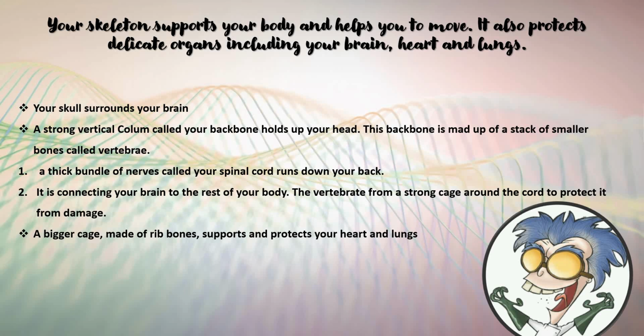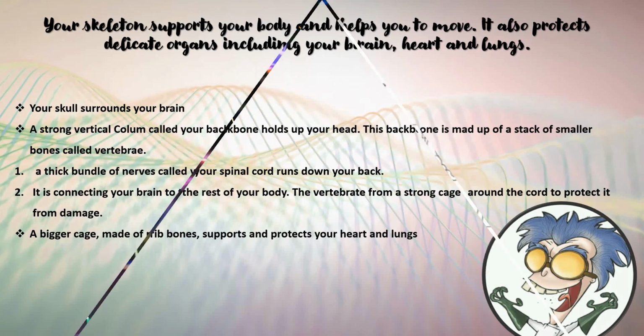The vertebrae form a strong cage around the cord to protect it from damage. So the vertebrae form a strong cage and protect anything inside it from damage. A bigger cage made of rib bones supports and protects your heart and lungs. So the cage of the backbone and the rib cage protect our heart and lungs.